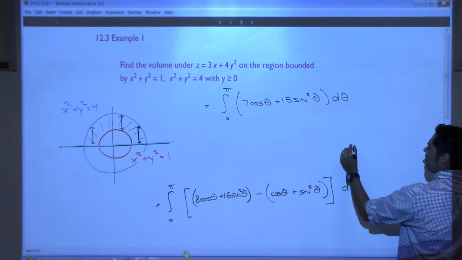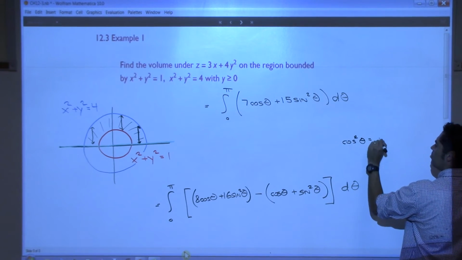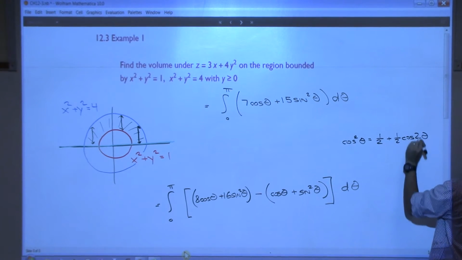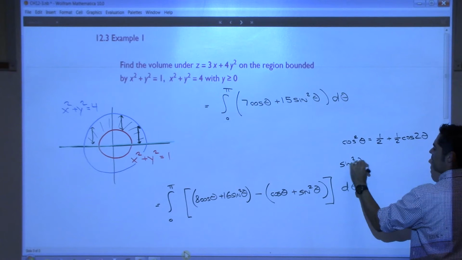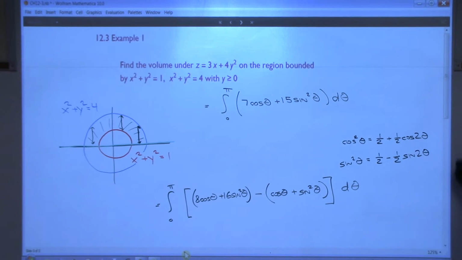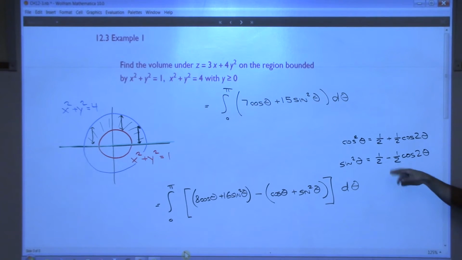Remember this formula? We had 2 of them. Cosine squared theta equals 1/2 plus 1/2 cosine 2 theta. Then the other one was sine squared theta equals 1/2 minus 1/2 cosine 2 theta. Those look familiar to you? Should have used those in Cal 2. The only difference between the 2 formulas is a plus here and a minus here.